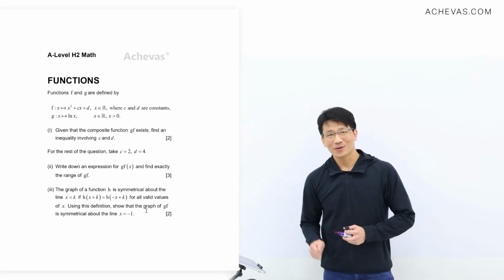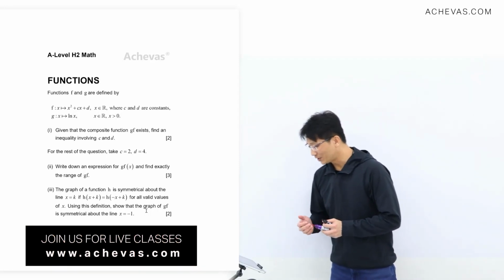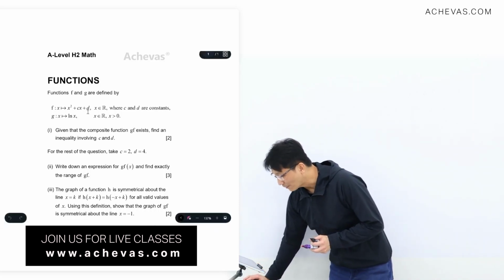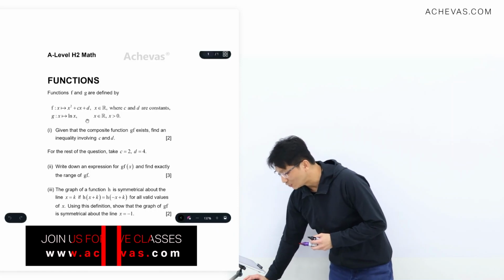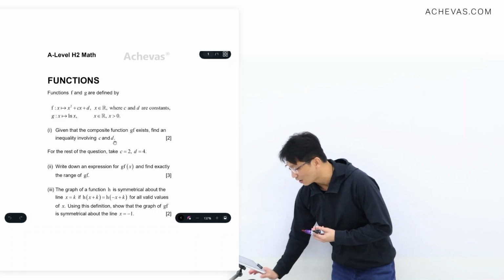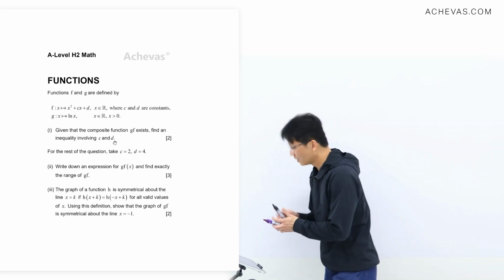Hi everyone, let's take a look at a question on functions. In this question, we are given two functions f and g, defined as follows. f(x) equals x squared plus cx plus d, with two unknowns, and g(x) is defined to be ln x. Part of the question says, given that the composite function gf exists, find an inequality involving c and d.